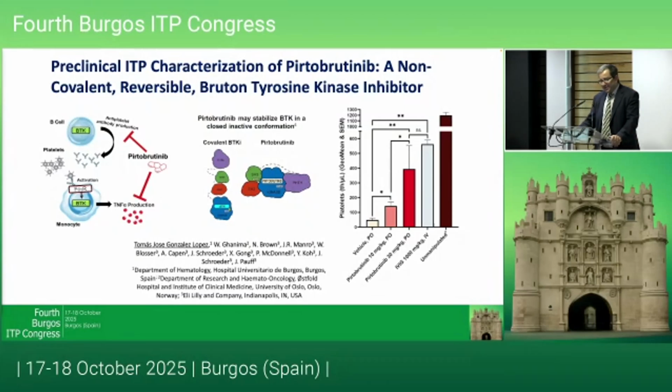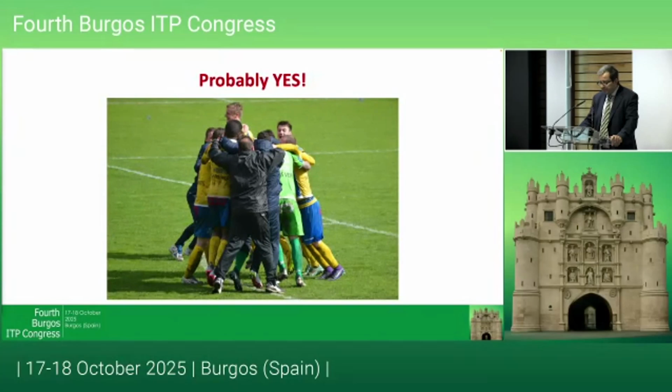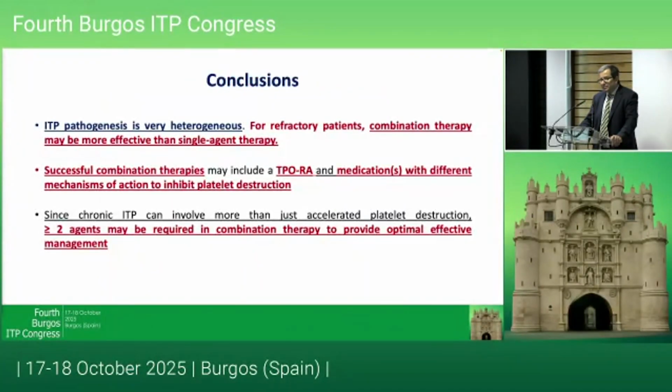Pirtobrutinib is a BTK inhibitor. Probably rilzabrutinib, the drug from Sanofi, is very good, and pirtobrutinib will probably also be good or even better. The design of the trial will be presented at the end of the morning by Walid Ghanima. So the final question is: could ITP be cured with monotherapies or combination therapies in the near future? Probably yes. In conclusion, we are searching for a cure. I don't know if we are able to attain that.